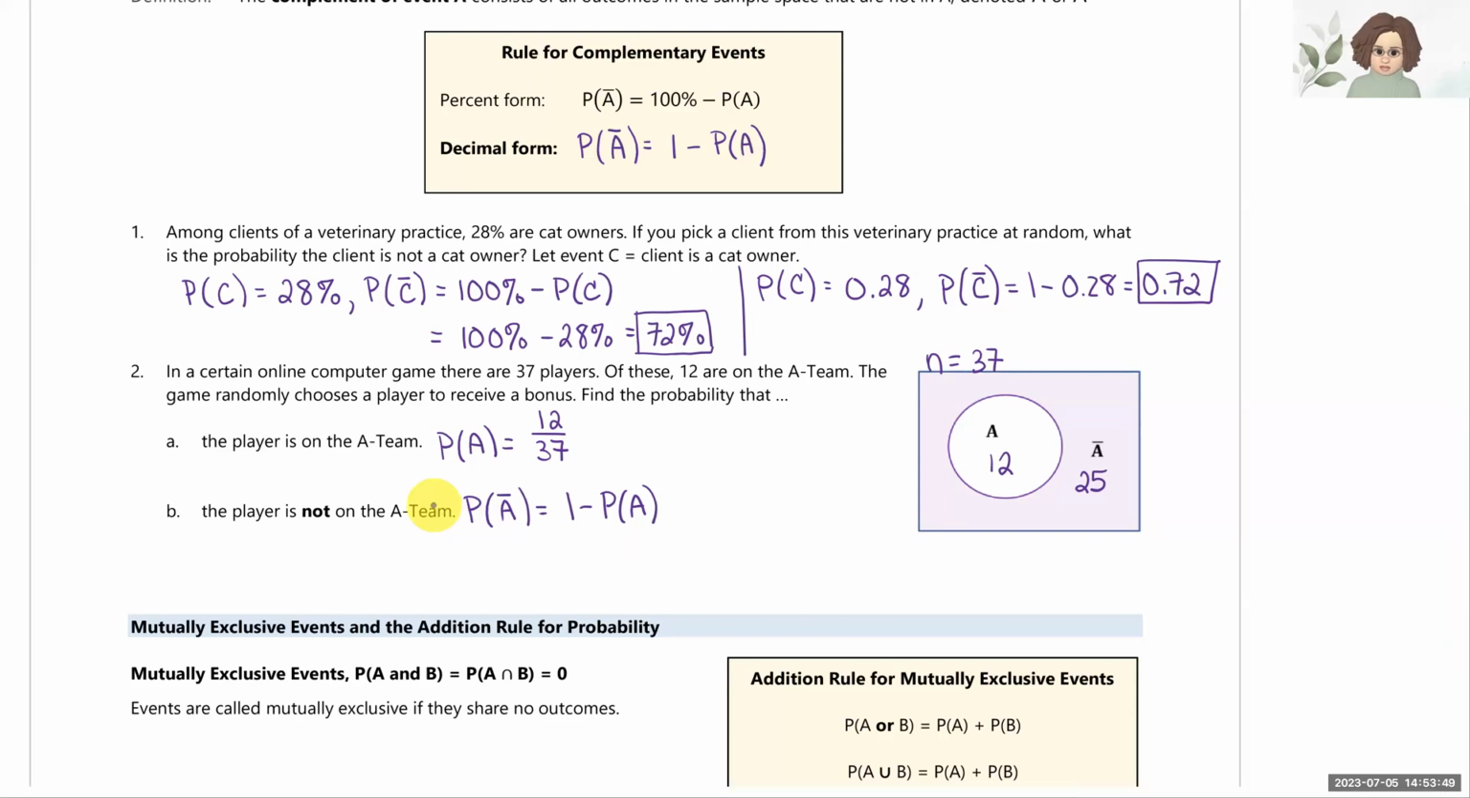So let's talk fractions here. So this is 1 minus 12 over 37. And we know to subtract fractions, we need a common denominator, which in this case would be 37. So 1 is 37 over 37 minus 12 over 37.